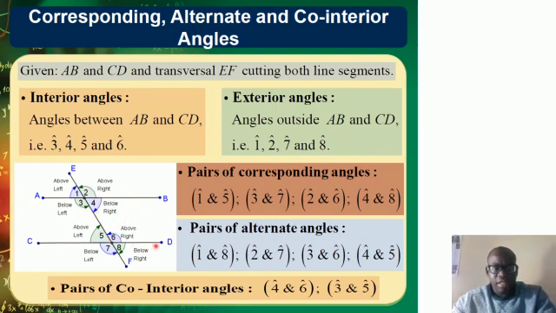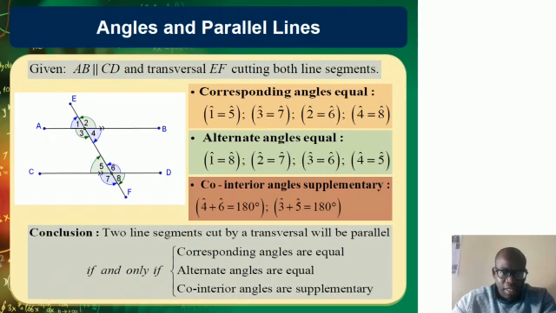And if you add two co-interior angles, you get 180 degrees. It's a theorem which I will talk about later. The next slide. This is more of revision of what I've been talking about. Now, what happens if those two lines are parallel?